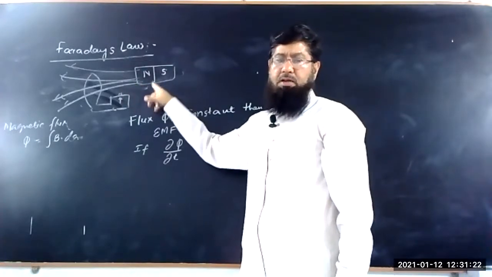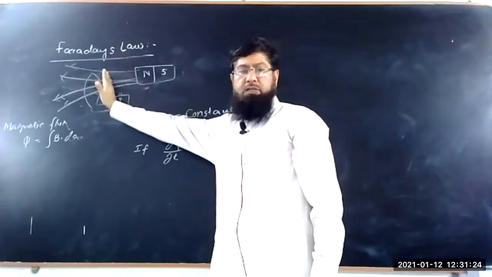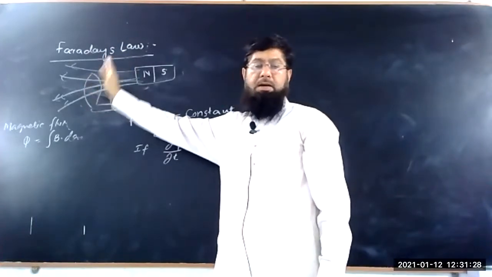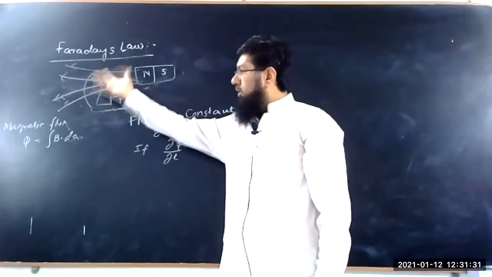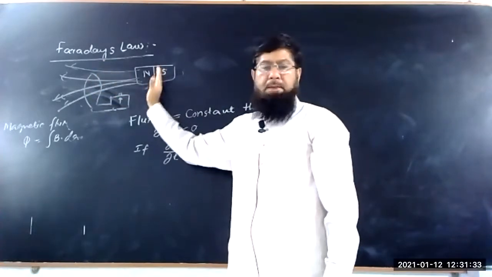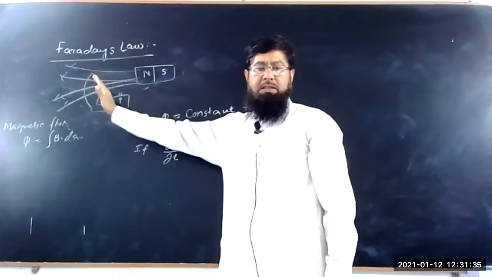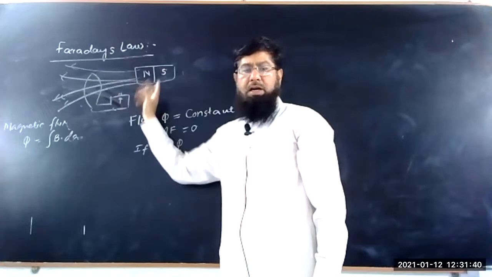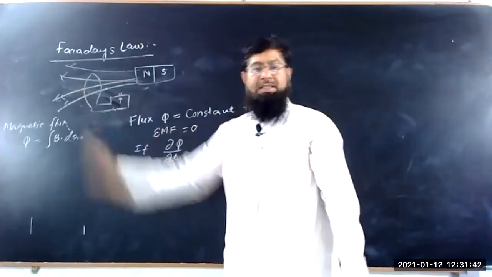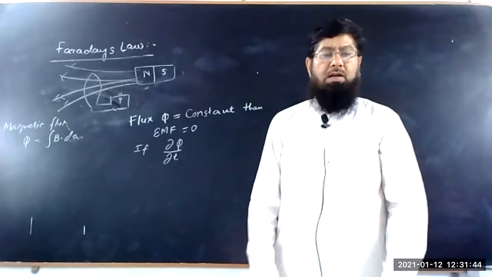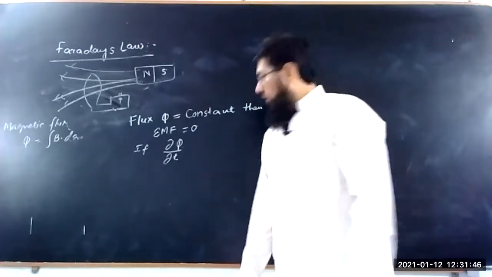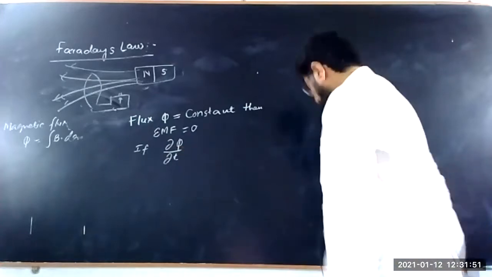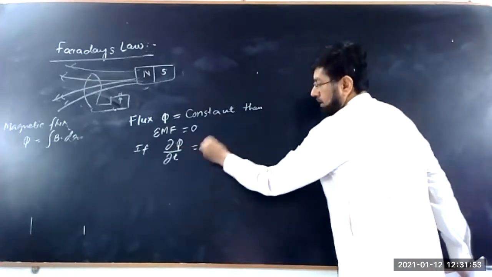The moving magnet will produce a rate of change of flux passing through the coil, which will generate an EMF in the coil. In both cases, either the magnet is moved towards or away from the coil, or the coil is moved towards or away from the magnet, the flux passing through the coil changes with time. So this rate of change of magnetic flux will produce an EMF in the coil.